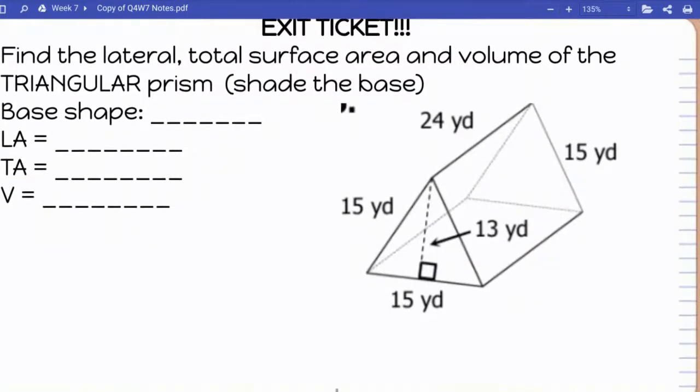This is a triangular prism, so the bases are triangles. So a little hint here is that your bases are the triangles. So that's going to be my base. So I'm going to shade those two. Okay, good luck.